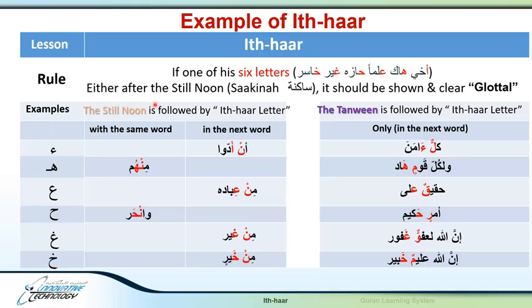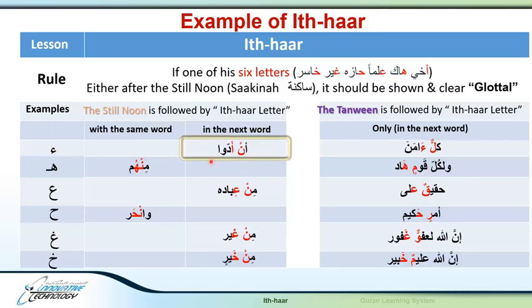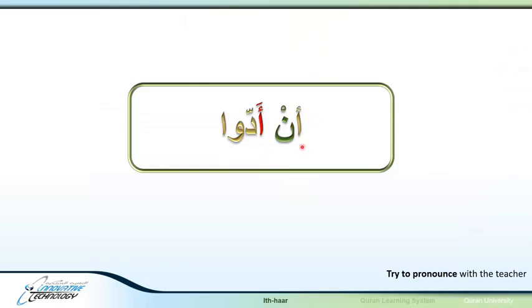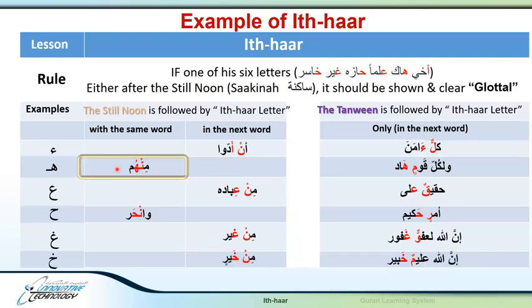For Nun Sakinah, those examples would be either in the same word or in the next word, while for Tanween, it is always in the next word. So we'll start with the first example for the Hamza, An Addu. Nun Sakinah followed by a Hamza. In this case, we pronounce the Noon clearly, without exaggerated gunnah and without إخفاء. An Addu.